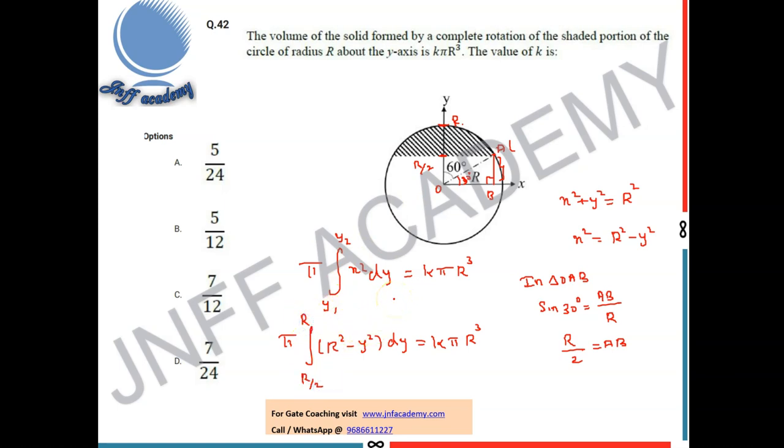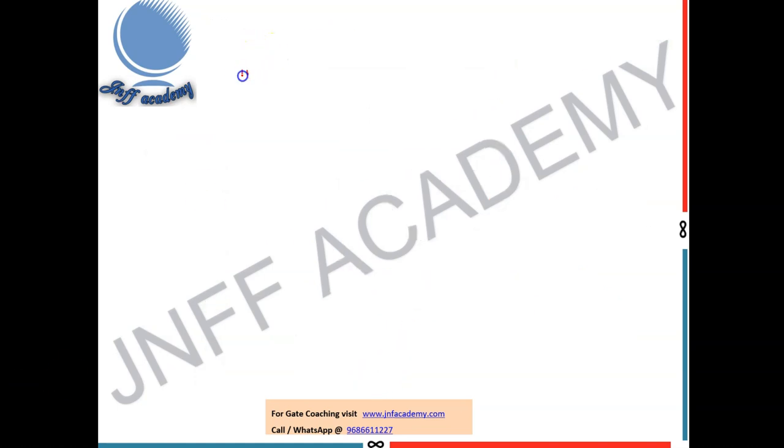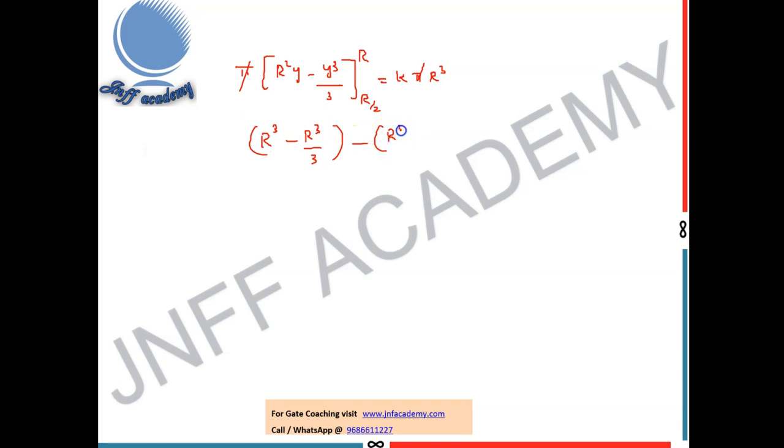Now integrate and put the limit. You can get the K value. How to integrate? The integration of r square is r square y, and of y square is y cube by 3. The limit is r by 2 to r, equal to k pi r cube. Now pi cancel and apply the upper limit first. R cube minus r cube by 3, minus the lower limit, r cube by 2 minus r cube by 8 into 3, that is 24. This is equal to k r cube.